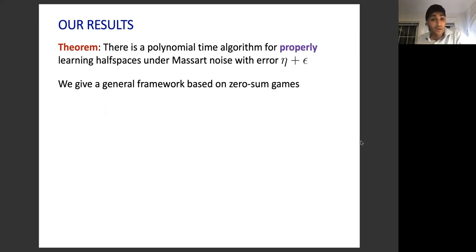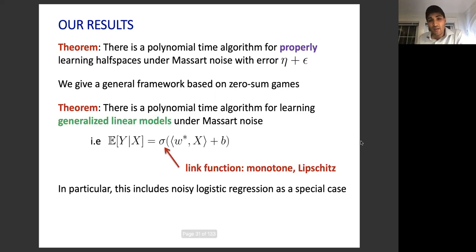This paradigm of designing robust algorithms through playing games against an adversary gives us a lot of other results that come out of the framework with some additional work. So we can do other things like design efficient algorithms for learning other kinds of models still under Massart noise, things like generalized linear models, which includes, for example, noisy logistic regression as a special case.